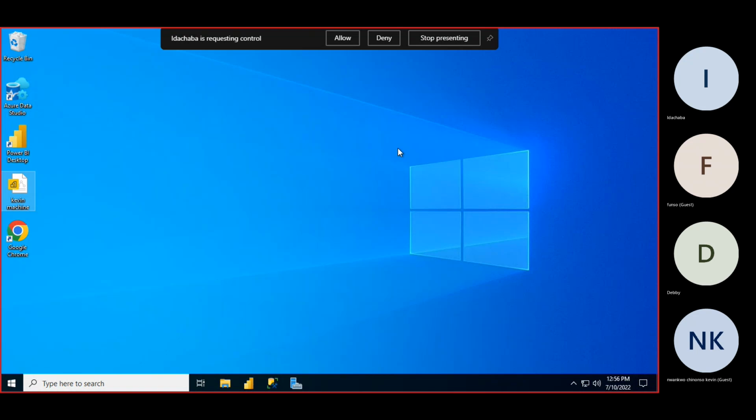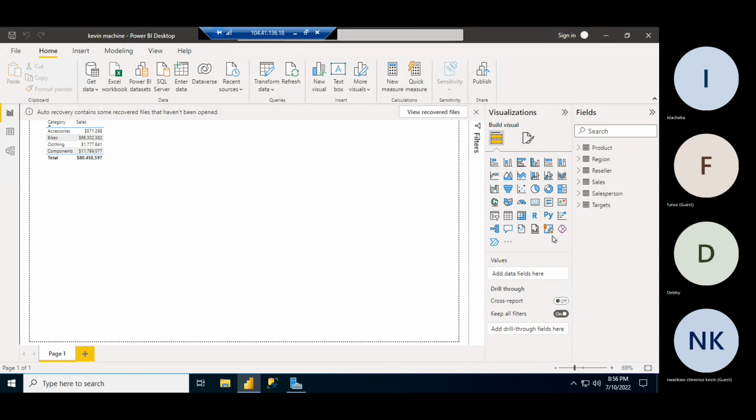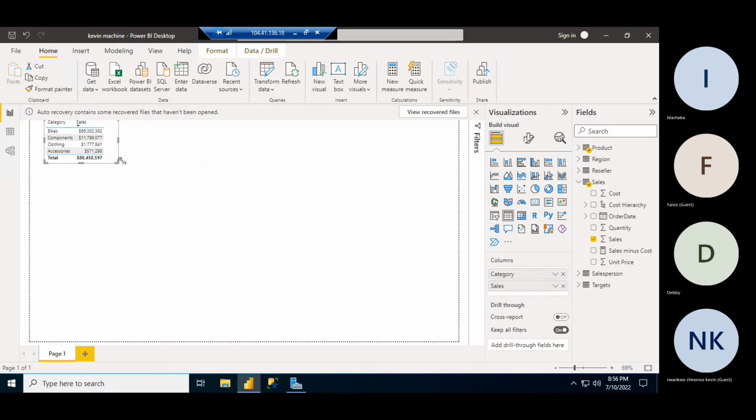Okay, so let me just share my screen because of the time. Now you should be able to see my screen. Okay, so this is what I was trying to do. Let me check if you have your calculated column now from your sales. If you close it, so you have it. Sales minus cost. Okay. So this is what I was saying. Activate this by clicking this. Once you click on this, activate it. Let me drag this.